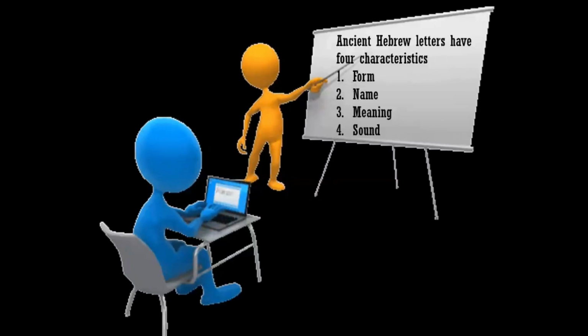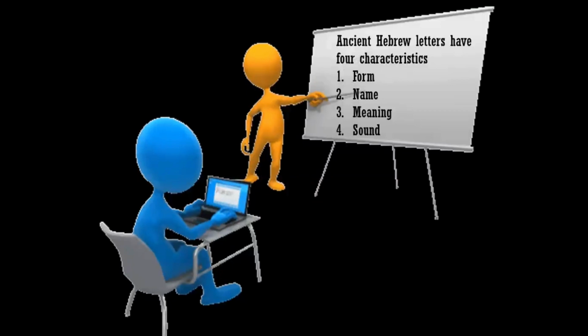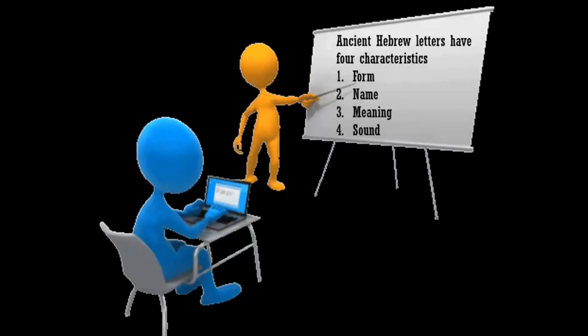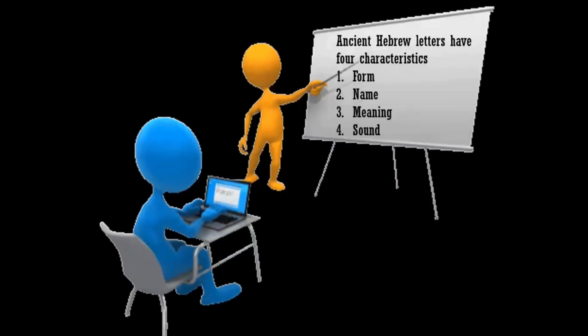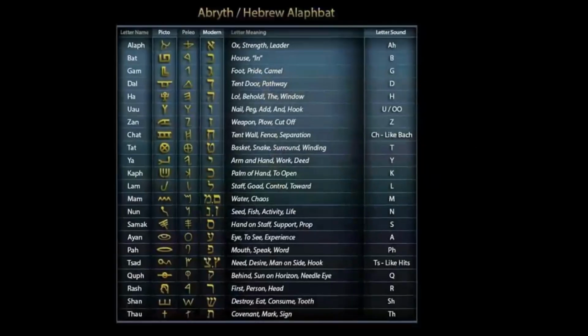Ancient Hebrew letters have 4 characteristics. 1. Form. 2. Name. 3. Meaning. 4. Sound. Let us remind ourselves of what the 22 letters of the Abryth AlaphBat are.